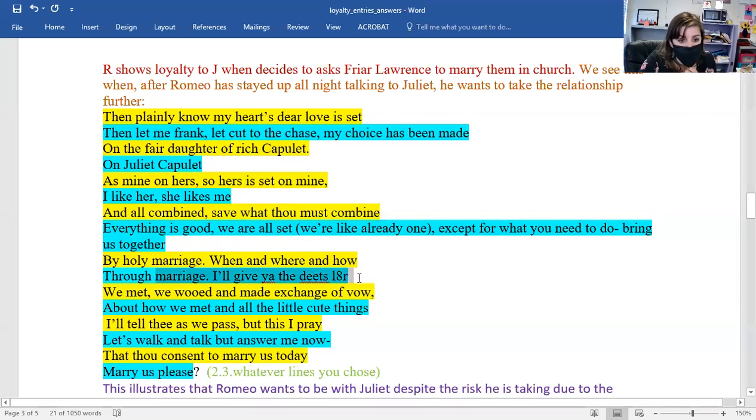I'll give you all the deets later about how we met and all the cute little things that we did. Let's walk and talk. But answer me now. Marry us, please. So he's just hoping that Friar Lawrence will do that.